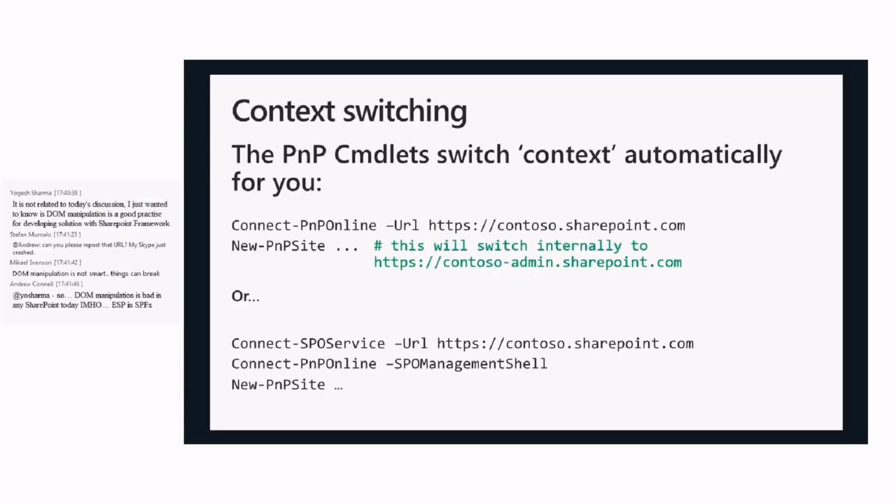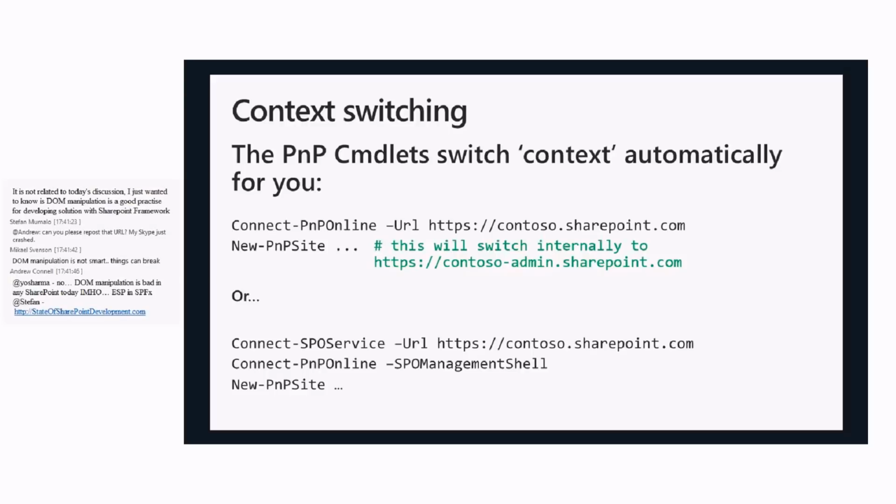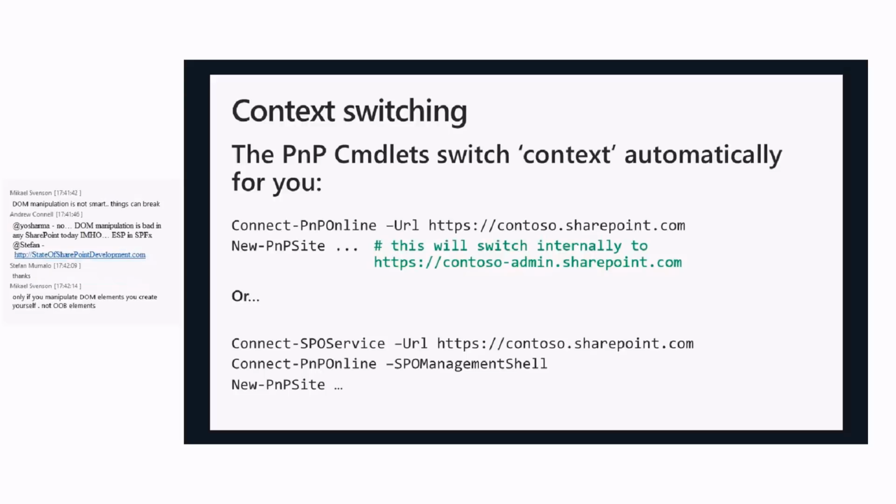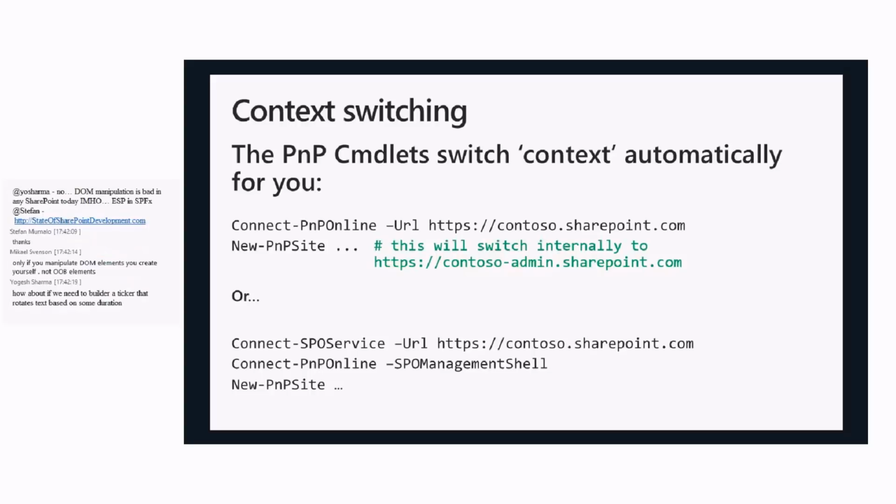So if you then connect to PnP online, you can just say -SPO management shell, and you also have to specify the URL. And then it will use the credentials that you use to connect with SPO service. My experience is that if you do them immediately after each other, you might get an error message. You have to wait a tiny bit, give it a few seconds, and then do connect PnP online. I will have to talk to Mikael about that. Maybe he has an idea what's going on there.